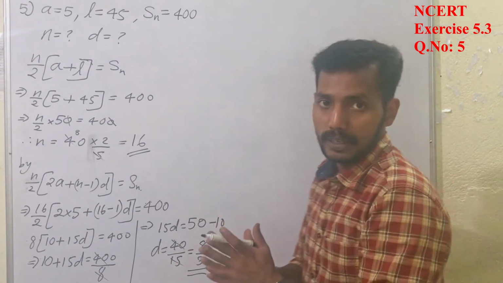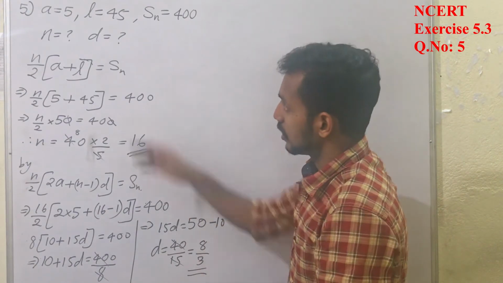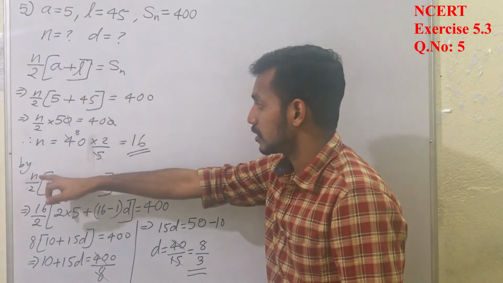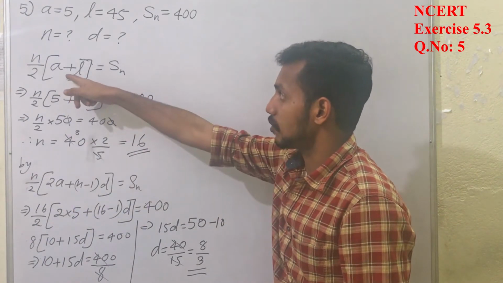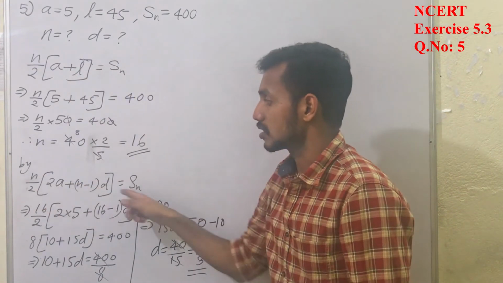So this is very important. We need to know which formula we need to use according to the question. So here L is given, because of that we have used this formula. Here we need to find the common difference. So since this formula does not consist of term d, we need to use this formula.